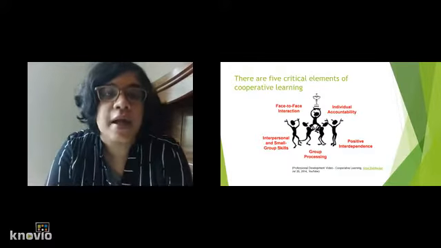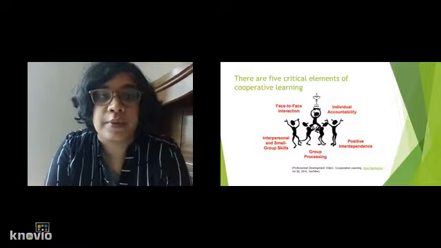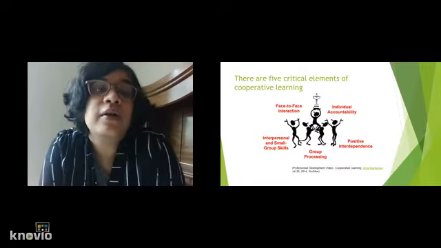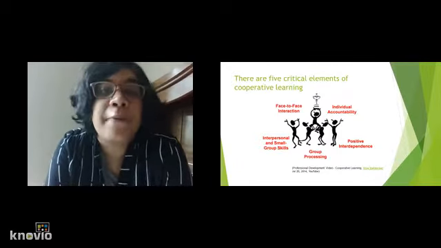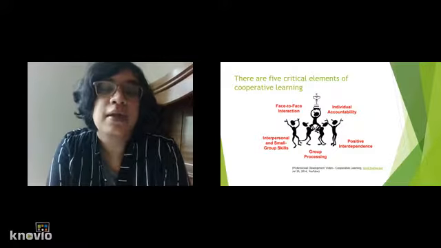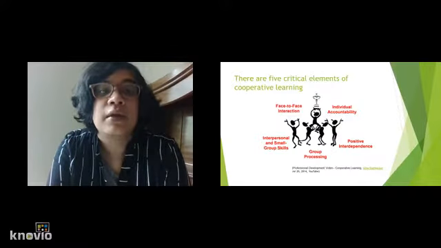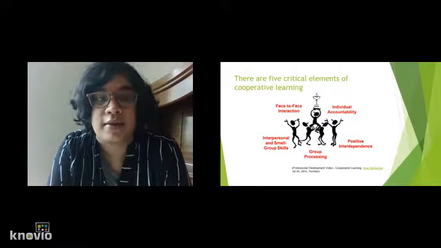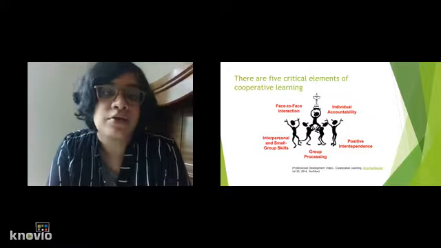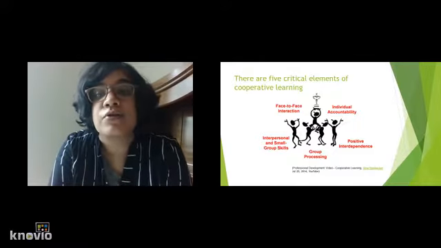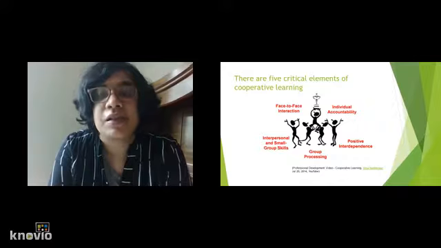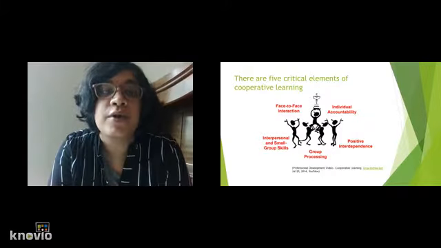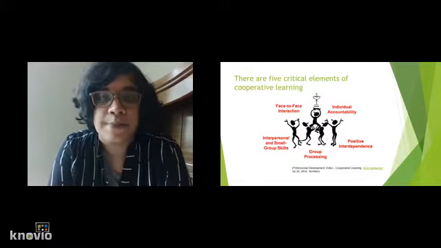There are 5 critical elements to cooperative learning. The 5 critical attributes or elements are positive interdependence, individual accountability, interpersonal and small group skills, face-to-face interaction, and group processing. Positive interdependence. With positive interdependence, the group has a clear task or goal and everyone knows the expected outcome.